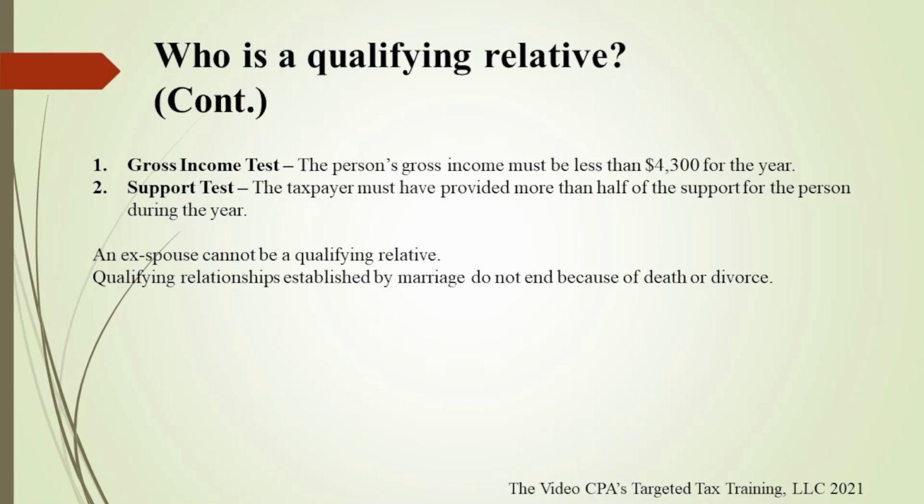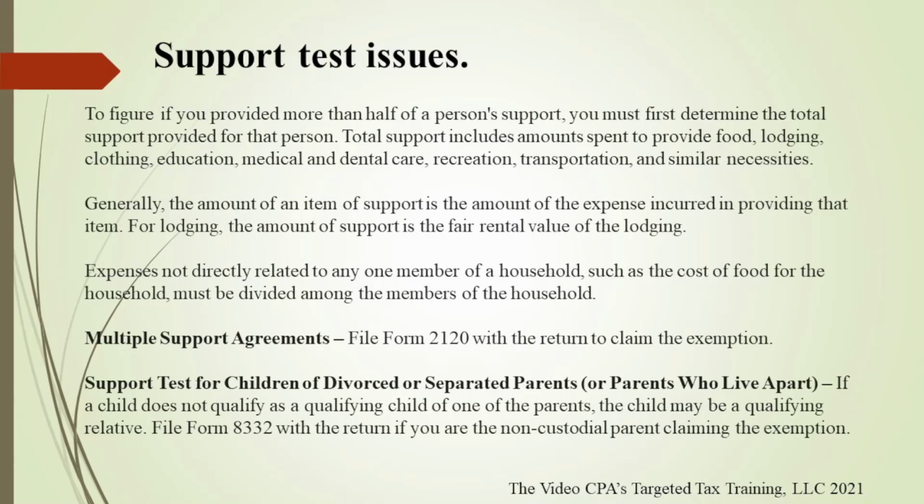So look at that. Now let's look at the support test just a little bit more. All right. This first paragraph is off the IRS website. It basically says that support includes amount spent for food, lodging, clothing, education, medical and dental care, recreation, transportation, similar necessities. So all those things would be examples of support.